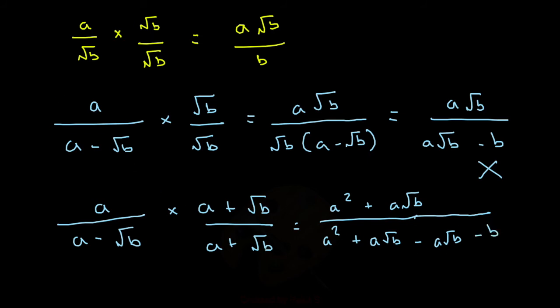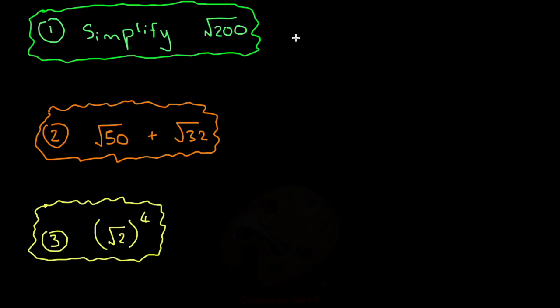So let me switch the color. Our final answer would be a squared plus a root b over a squared, and now this cancels out with this because it's plus a root b minus a root b minus b. So it's a squared minus b. And as you can see, there's no root in the denominator. We've done it. Alright, let's do some examples now.